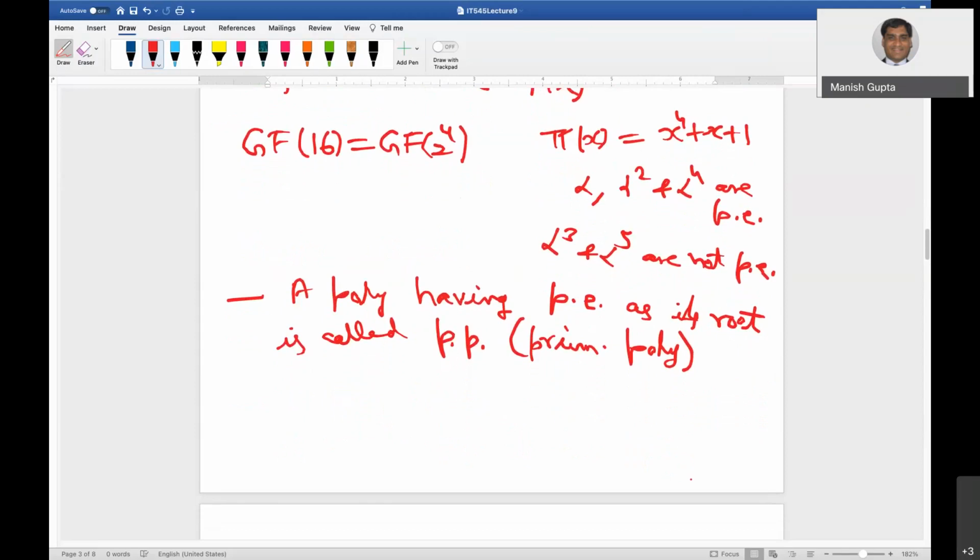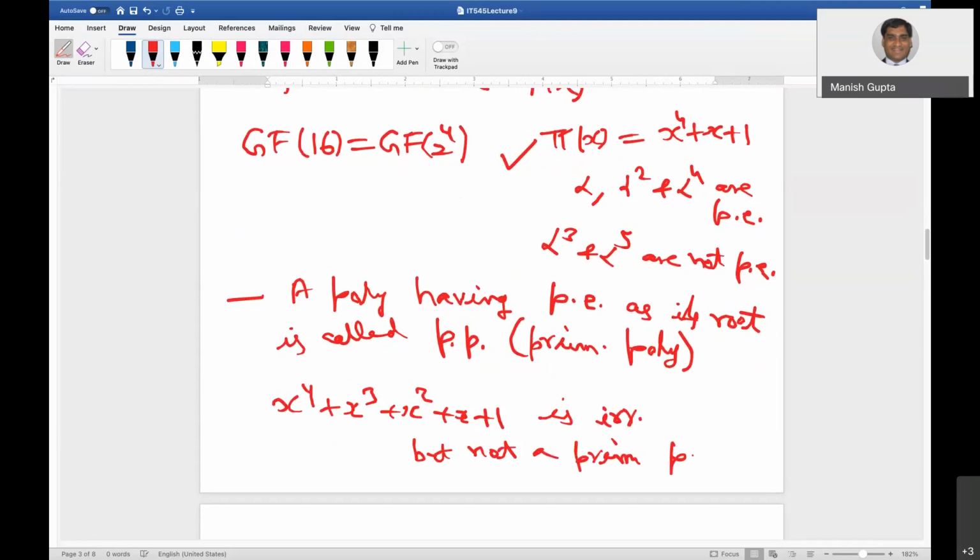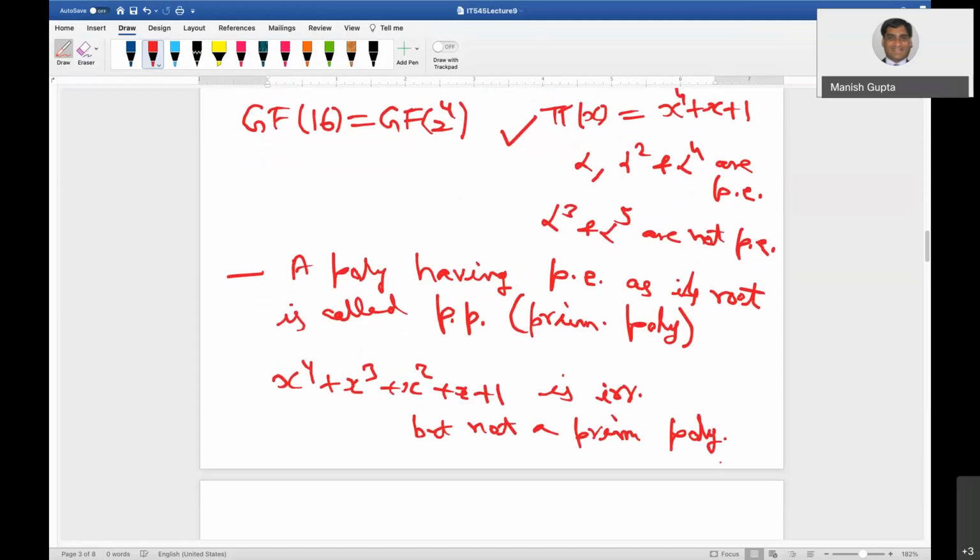So I think in GF16, this polynomial is a primitive polynomial, whereas if you take the polynomial x raised to power 4 plus x cube plus x square plus x plus 1, this is irreducible. Of course, you cannot factor it into lower factors, but this is not a primitive polynomial. So is it clear what is the meaning of primitive element of a finite field, primitive polynomial, and irreducible polynomial?